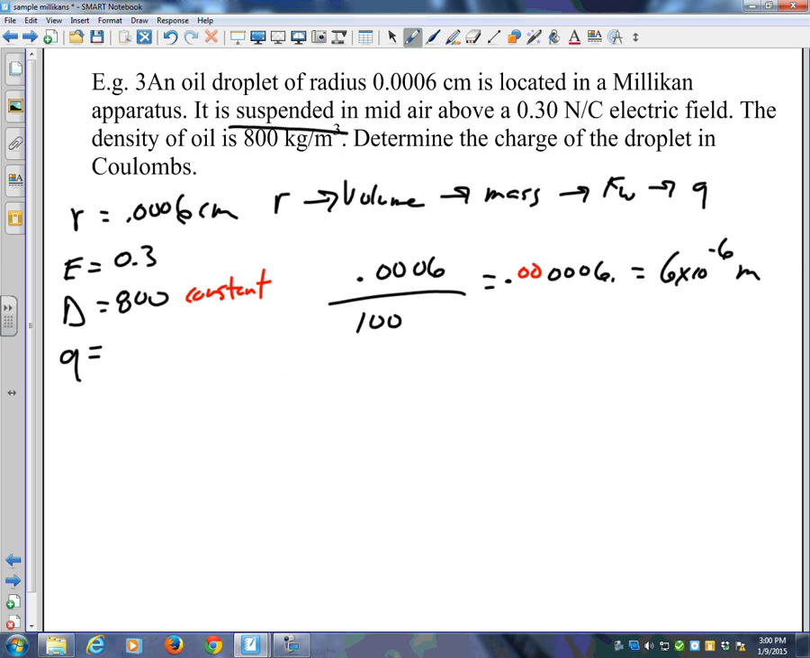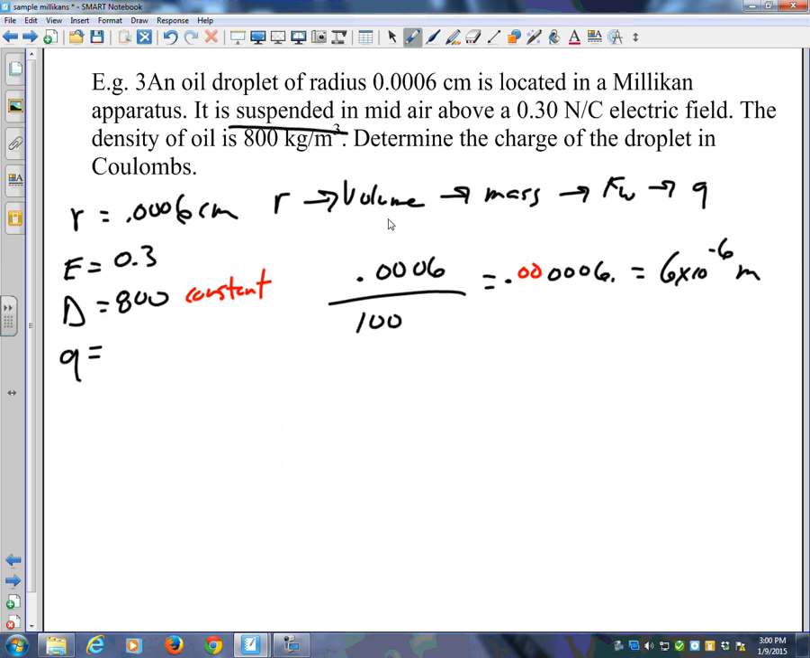Again, I am simulating some of the steps that Millikan had to go through. It's because it's much smaller than one, right? And I'm really trying to go slow here and take my time. That's the same thing. All I did was move the decimal place. So it's 0.000006 meters. Okay. Next step is to turn that into volume.